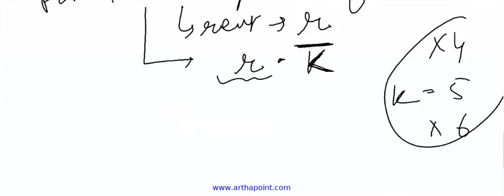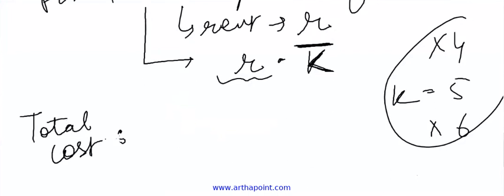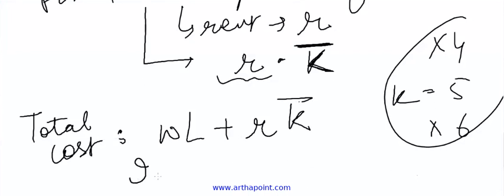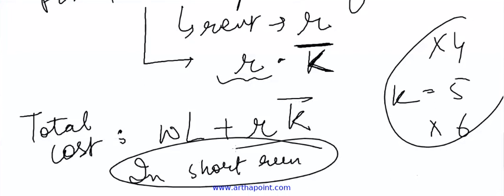If I now ask you what is going to be my total cost, you would say total cost will be WL plus R K bar in the short run, because capital cannot be changed.